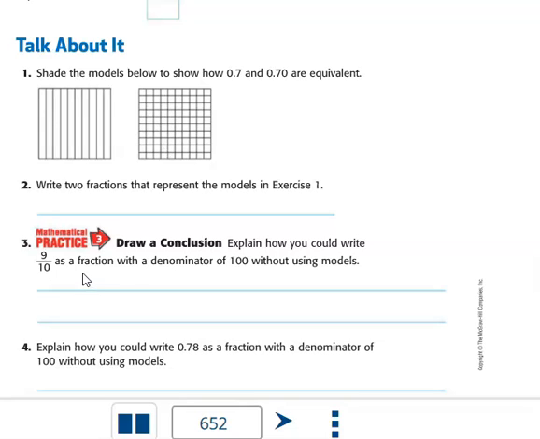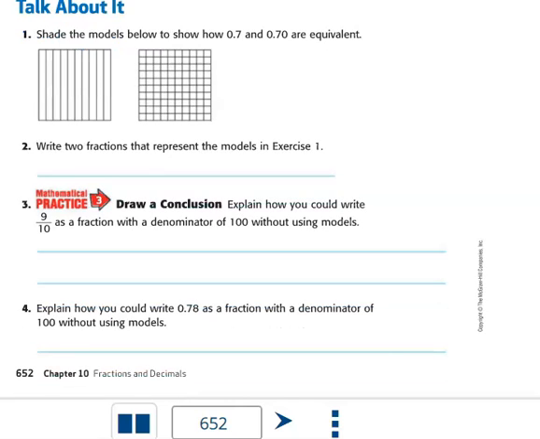Okay, now I'm looking at number 3. It says explain how you could write 9/10 as a fraction with a denominator of 100 without using models. So go back and look at 1 and 2 and see how we did that, and you're going to write word form to explain exactly what we did in the last 2 problems.